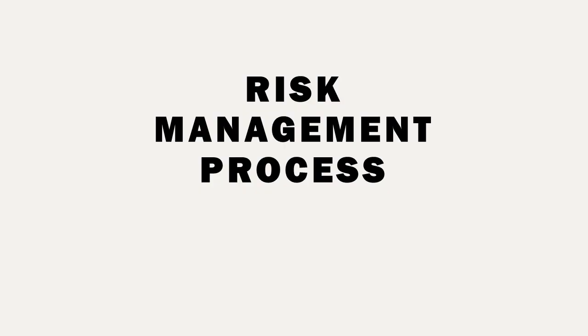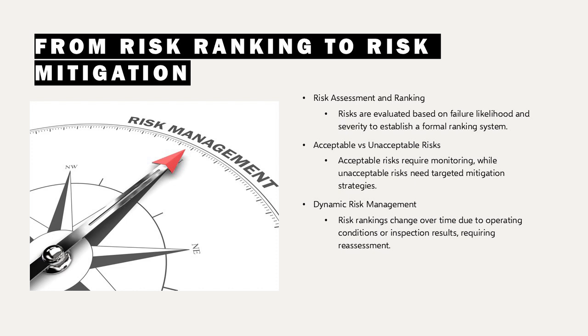Risk management process, from risk ranking to risk mitigation. The risk management process begins after an acceptable risk threshold has been defined and a formal risk assessment and ranking have been completed. Equipment items are evaluated based on their likelihood of failure and the severity of consequences should a failure occur. Risks that fall within acceptable limits may require no immediate action other than routine monitoring and reassessment during future RBI cycles. In contrast, risks deemed unacceptable must be addressed through deliberate mitigation strategies.